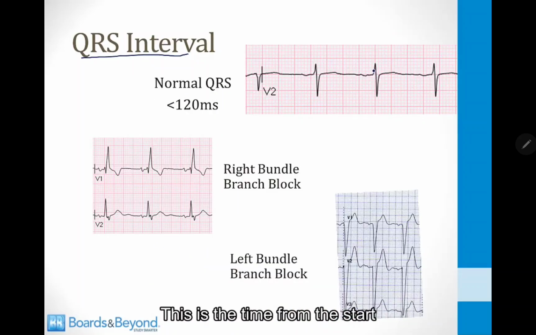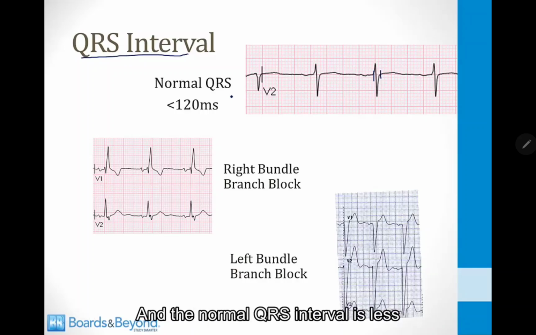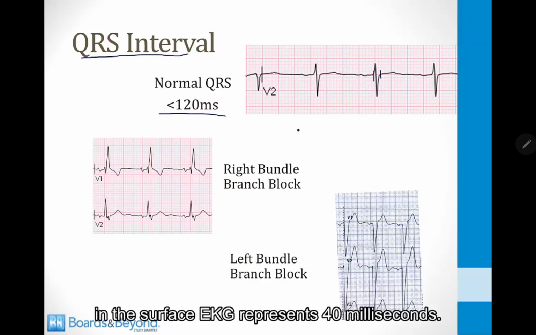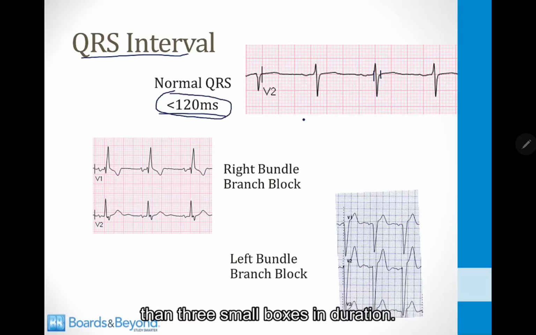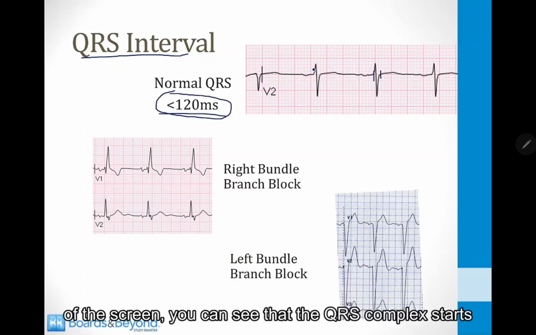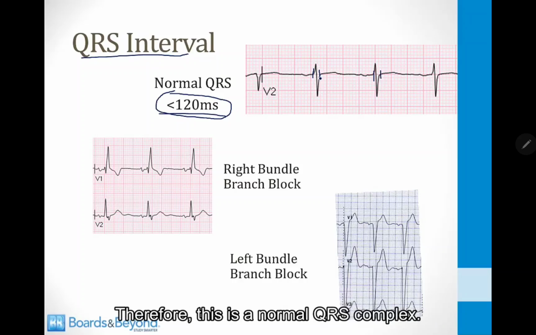This is the time from the start of the QRS complex to the end of the QRS complex. And a normal QRS interval is less than 120 milliseconds in duration. And I told you before that a small box on the surface EKG represents 40 milliseconds. This means that a normal QRS complex should be less than 3 small boxes in duration. And if we look at this blown up image on the top right side of the screen, you can see that the QRS complex starts and ends before 3 small boxes have passed. Therefore, this is a normal QRS complex.